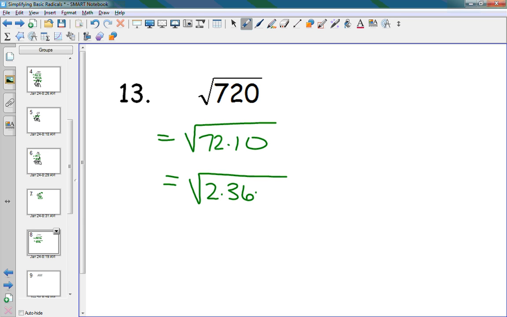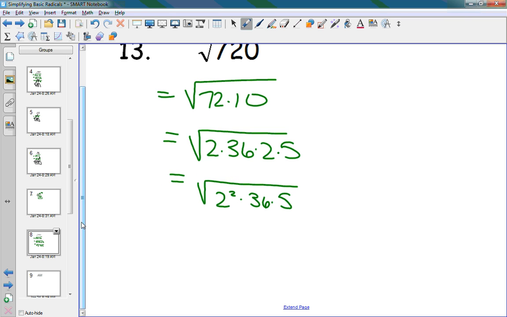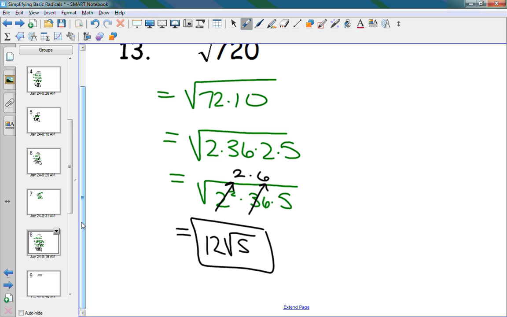Can I break down 10? Yeah. 2 times 5. Well, what does that give me then, folks? How many 2's do I have in there? So that's going to be 2 squared times 36 times 5. Now what happens to the square root of 2 squared? Comes out as a 2. The square root of 36 comes out as a 6. So what do I have as my answer? Very good. Done a lot of problems already, haven't we?